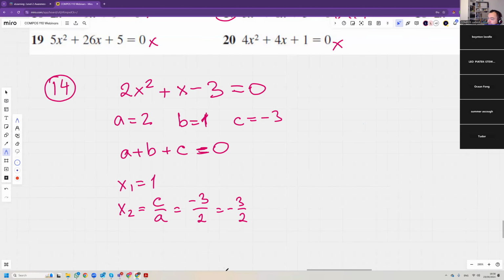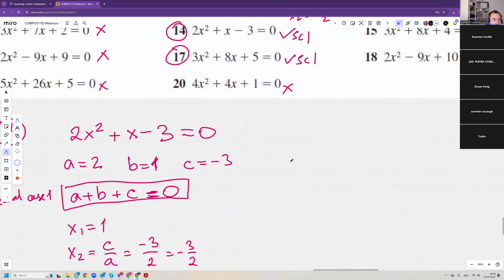Does that make more sense on a scale of 0 to 10? Do you understand question 14 on a scale of 0 to 10? Okay, so this is known as special case 1. Special case 1.